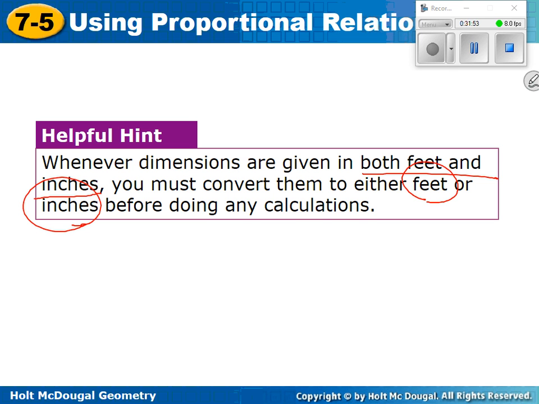So we talked about how you can have a measurement in a proportion that's different, as long as this whole object's in meters, this whole object's in centimeters. But you can't have an object measured in 2 units.